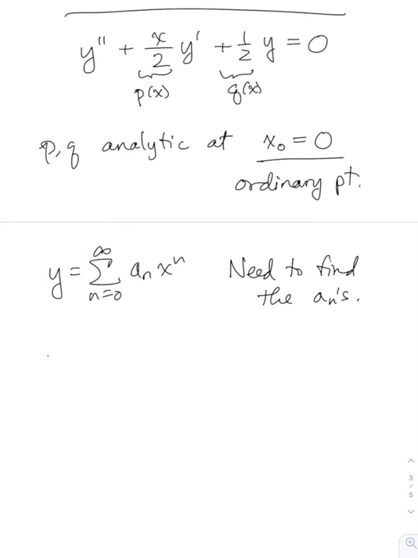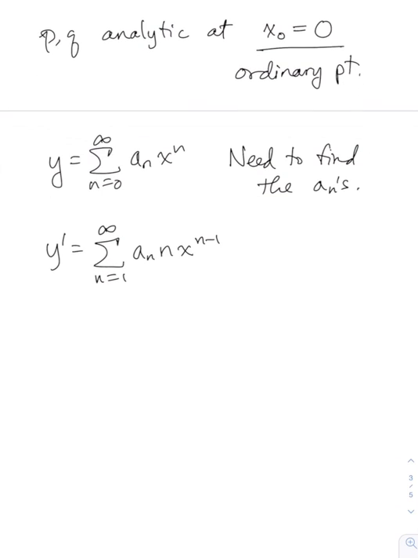Okay, so y prime, differentiated. The first term of the series is a constant, so when I differentiate, that is going to vanish. So I start only at 1, and then I have a_n times n x to the n minus 1. And then I'm going to differentiate again. In y prime, the first term is a constant. That's going to drop away when I differentiate. So my new series starts at 2, and then I have a_n times n times n minus 1 times x to the n minus 2.